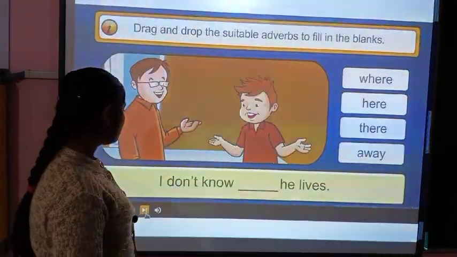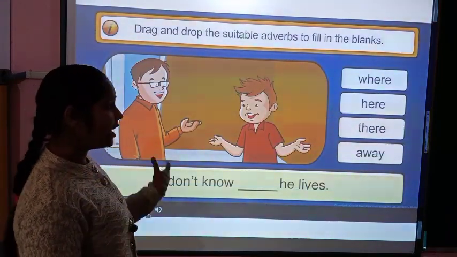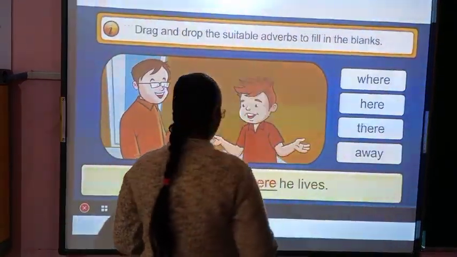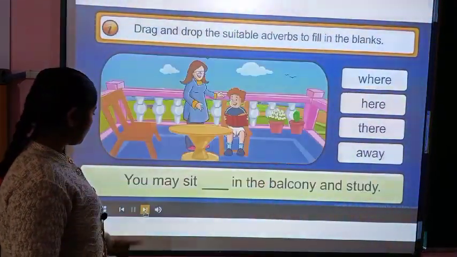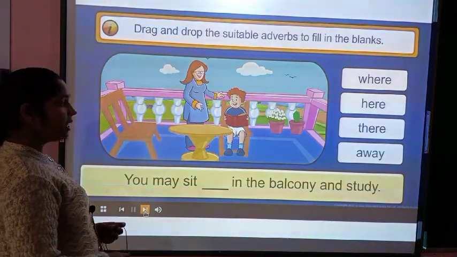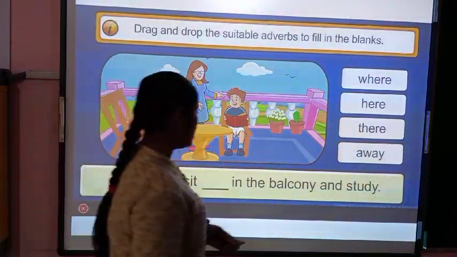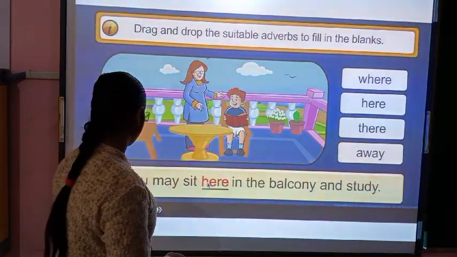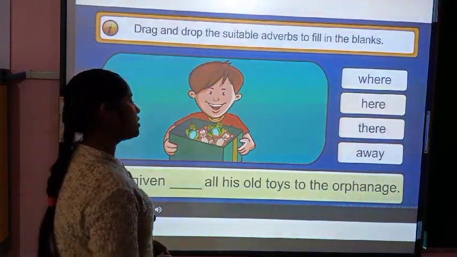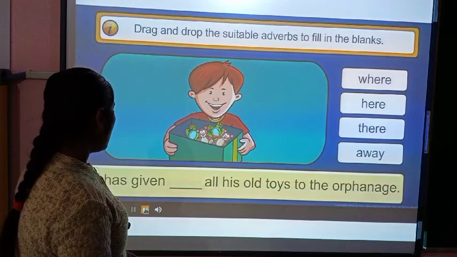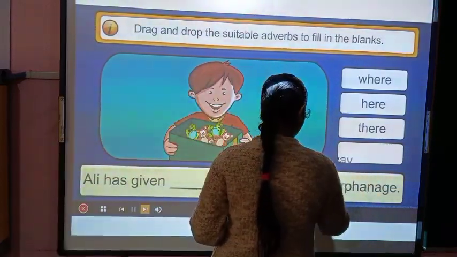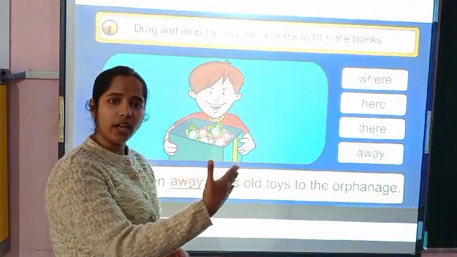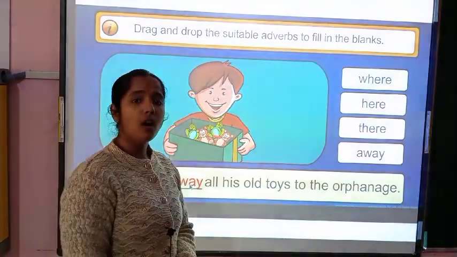Next one. I don't know where he lives. So where is the right answer. You may sit dash in the balcony and study. You may sit here in the balcony and study. Ali has given dash all his old toys to the orphanage. So Ali has given away all his old toys to the orphanage. The orphanage is not in Ali's home, so he has given his toys away.